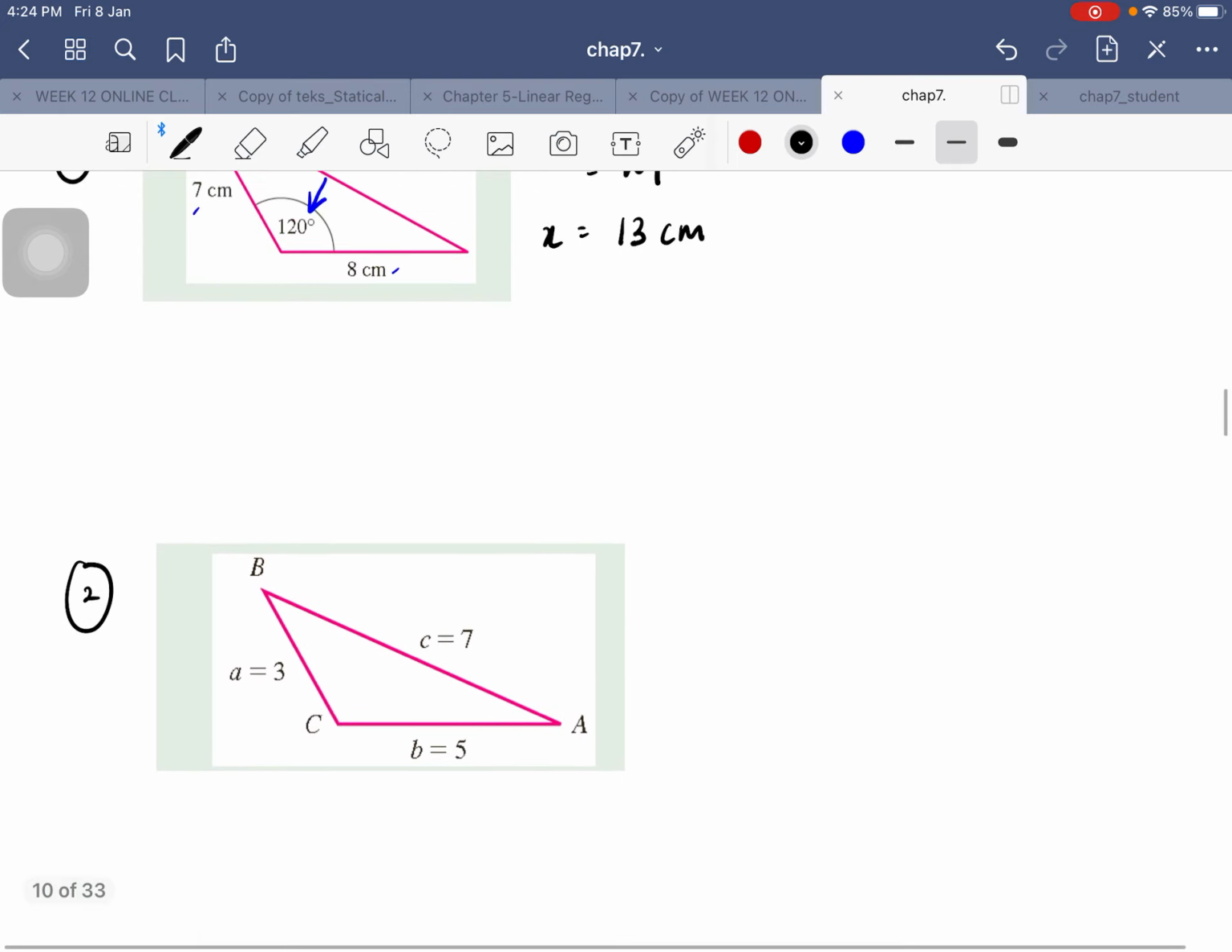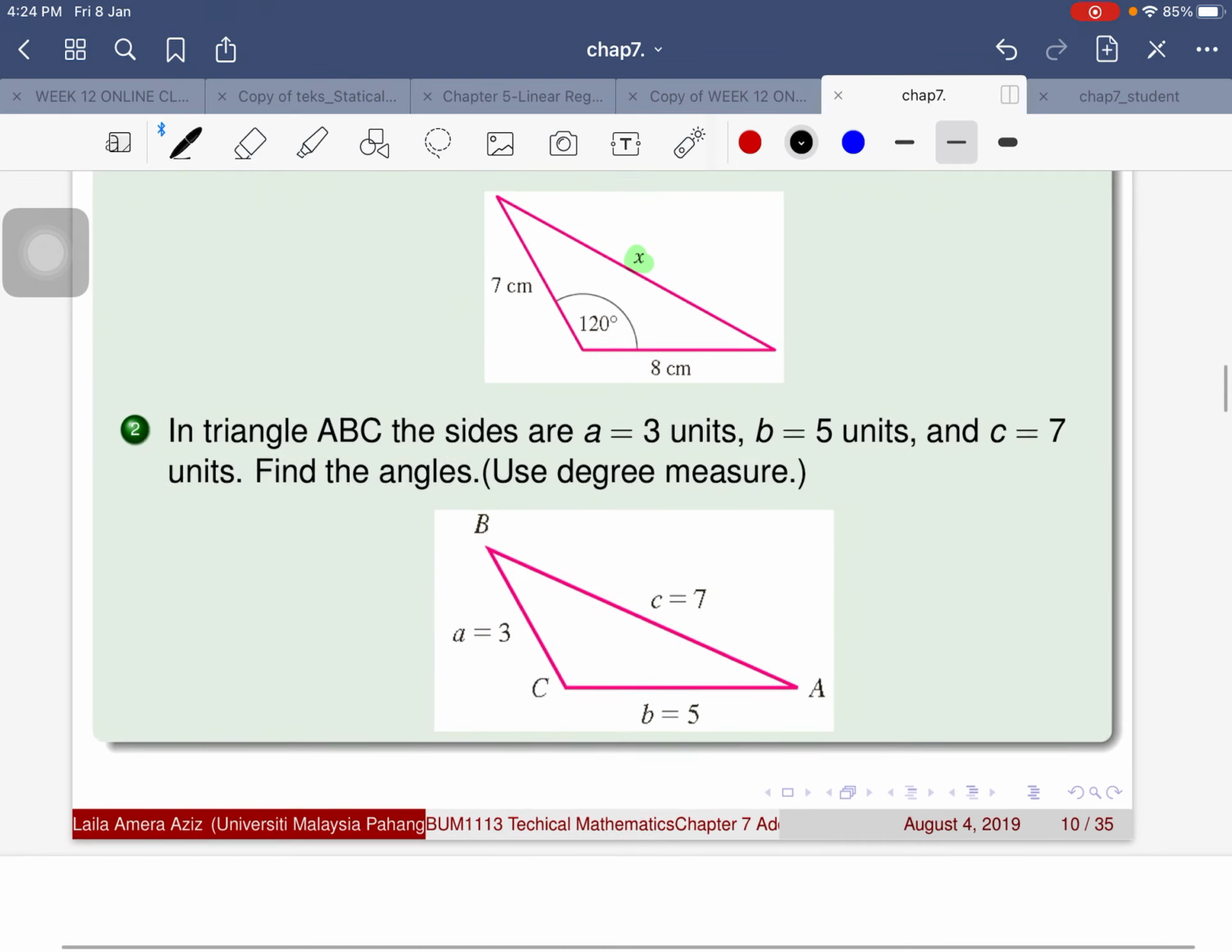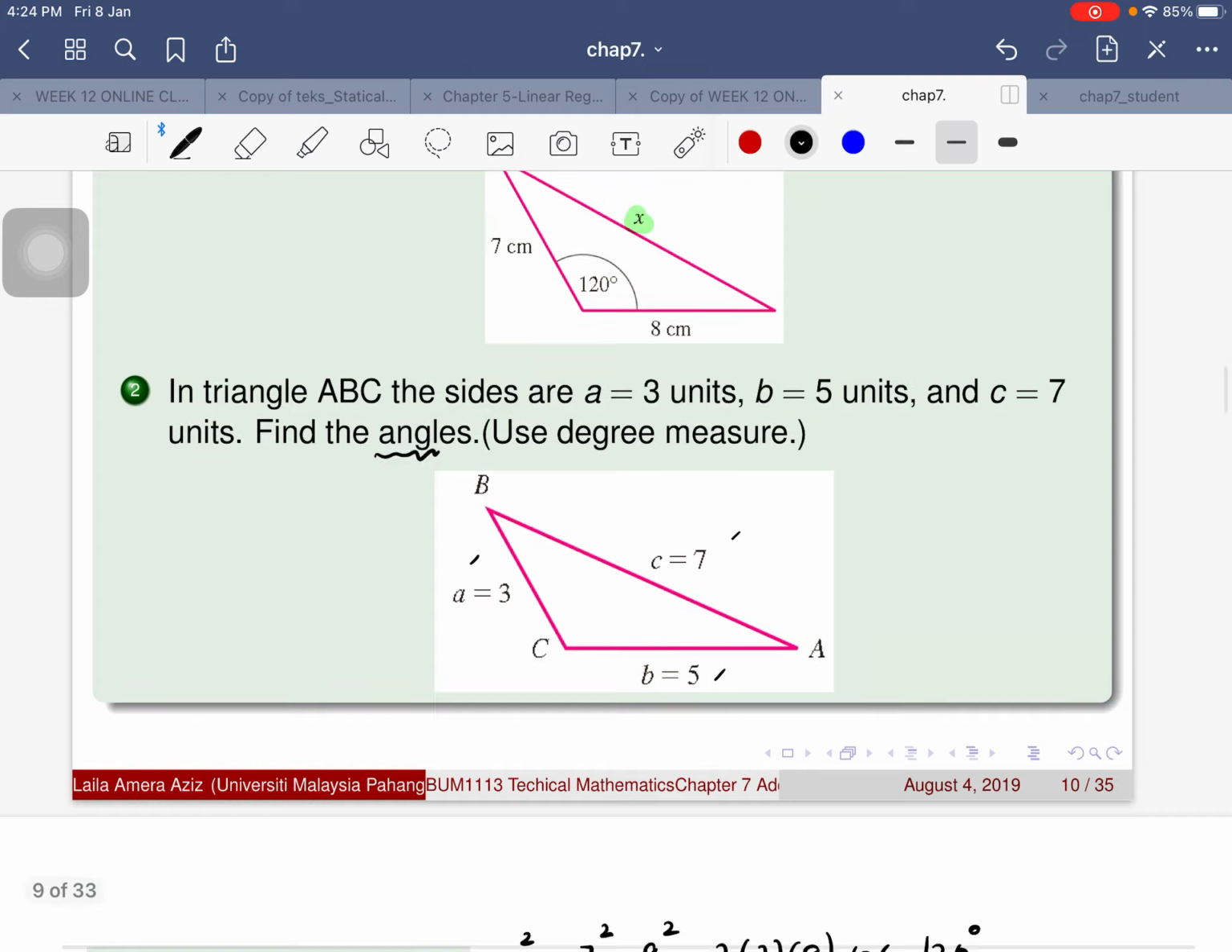The second one, what are we required to find over here? We are given the values of all the sides, a equals 3, b equals 5, c equals 7, and we need to find all the angles. So use degree measure.